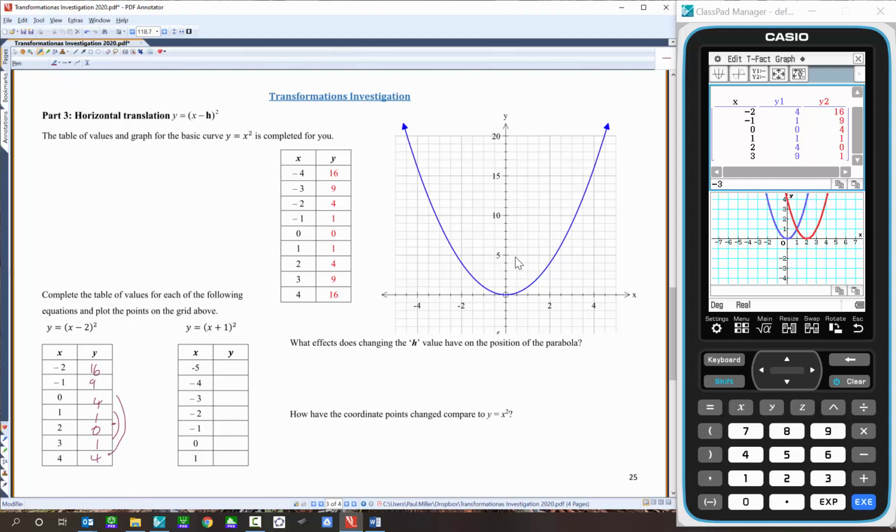All right, let's plot those and just see what happens. So the first one is the x-intercept. Let's go 2 and 0. Next is 2, y 0, 1, 1, and 3, 1.